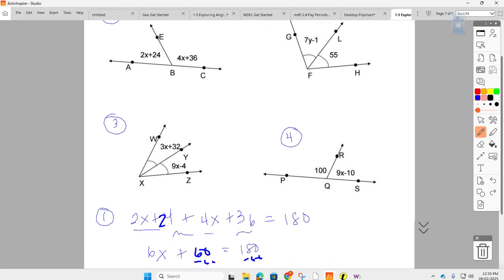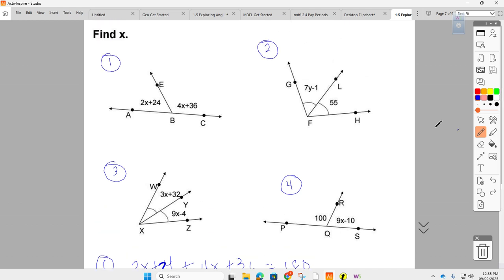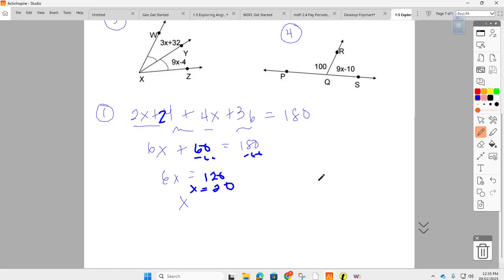All right, what do we know about the angles in the second example? 7y minus 1 and 55. What's the only thing we know about those two angles? Sam? What do we know about these two angles? GFL and LFH. What do these arcs tell us, Sion? They're congruent. So that means we can write the equation setting them equal to one another. So for number 2, 7y minus 1 equals 55. They have to be the same measure because they're marked the same number of little arcs.